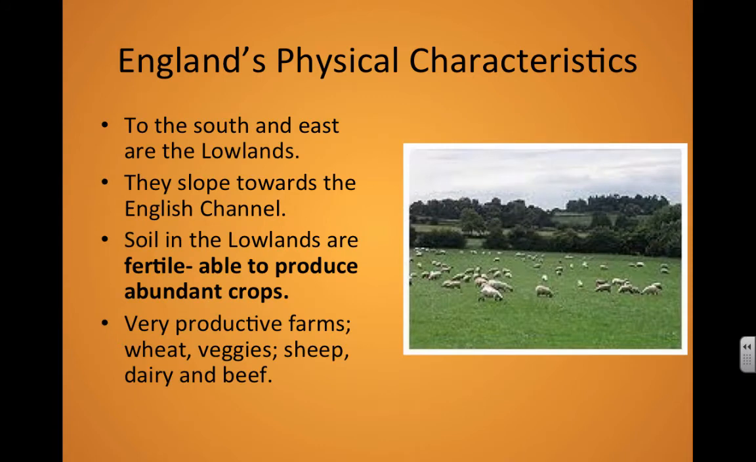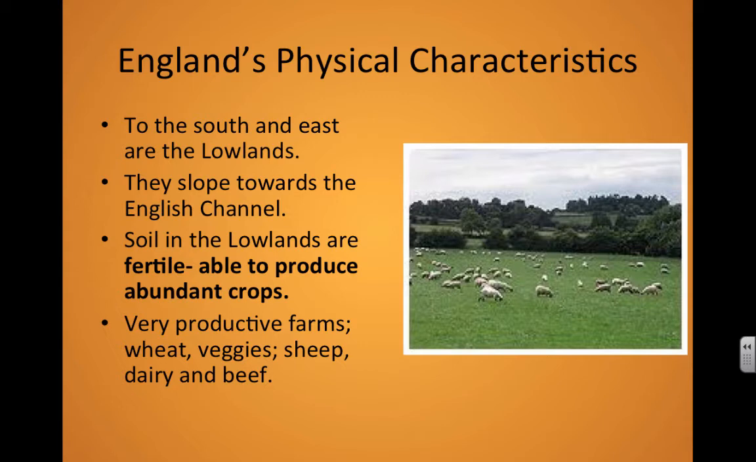Now to the south and the east are the rolling lowlands. The land slopes gently toward the English Channel, and elevations rarely top 1,000 feet. We have younger, softer rocks here that lie beneath the land surface. Because these rocks break up easily, soil in the lowlands tends to be fertile, which means that they're able to produce abundant crops. In these areas, we're going to find our most productive farms.